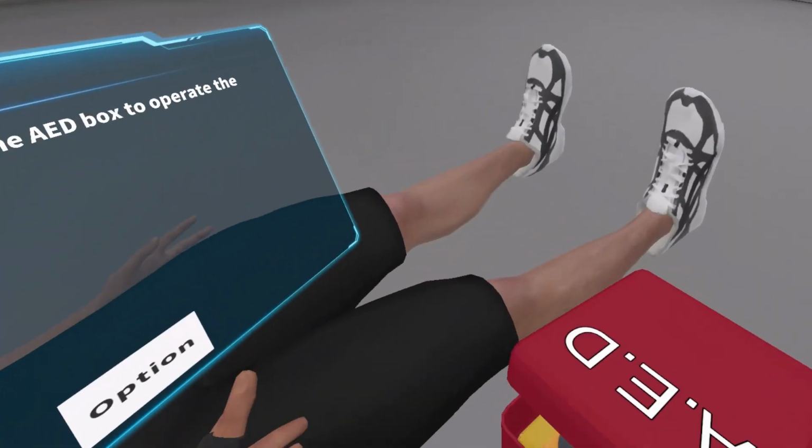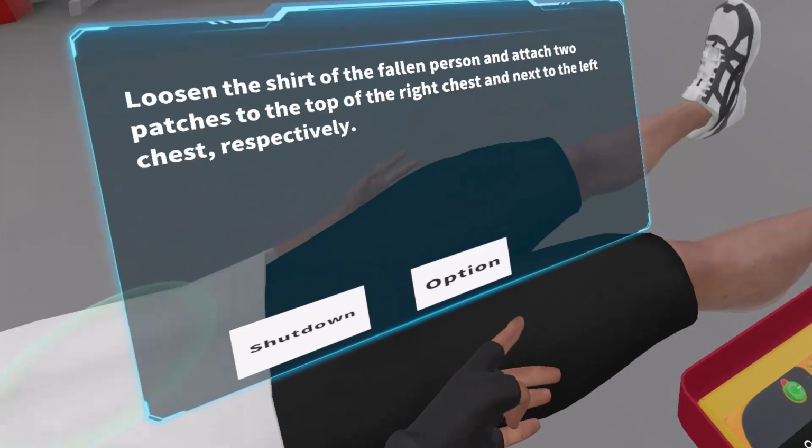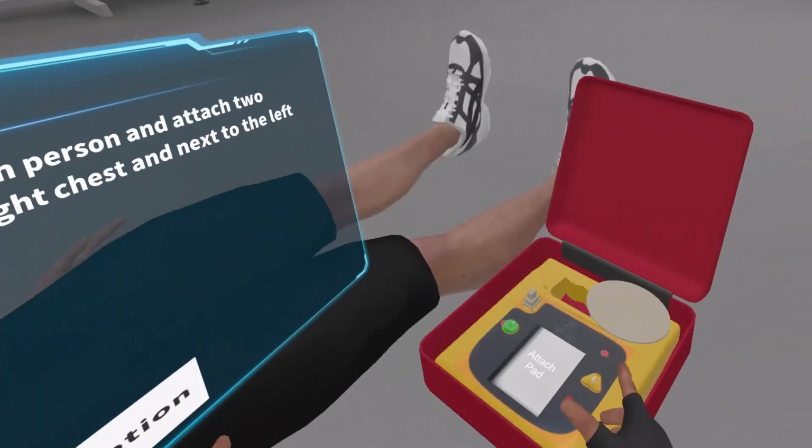Press the power button on the AED box to operate the machine. Loosen the shirt of the fallen person and attach 2 patches to the top of the right chest and next to the left chest, respectively.